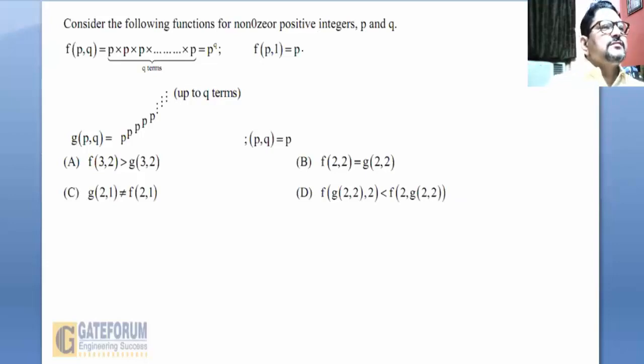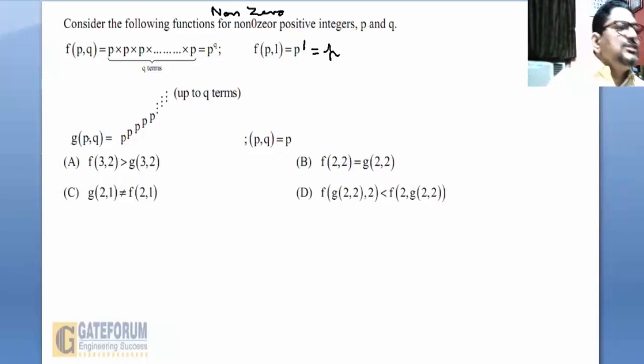Consider the following functions for non-zero positive integers. Lots of printing errors. Consider the following functions for non-zero positive integers P and Q. So P and Q are natural numbers. So they have said function F of P and Q is P to the power Q, meaning Q P's are multiplied together. We all know what the meaning of power is. And hence, the function F of P, 1 would be P to the power 1, that is P, as has been written. Now, function G of P, Q is P up to Q terms. So, Q terms of P have been written.